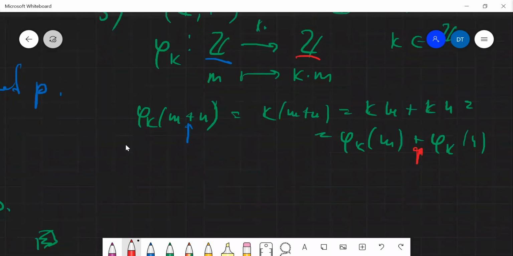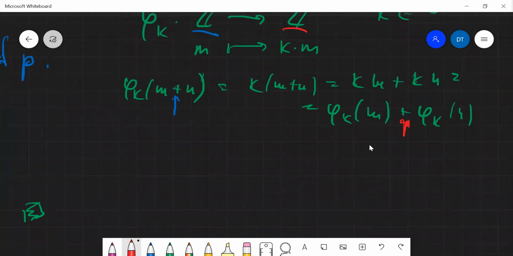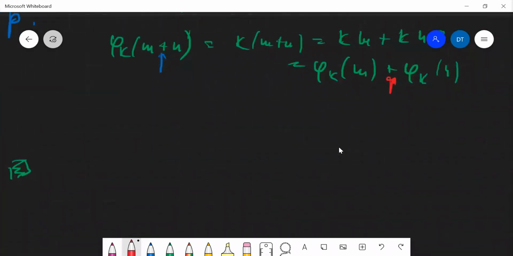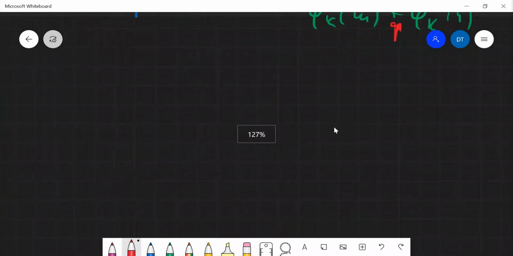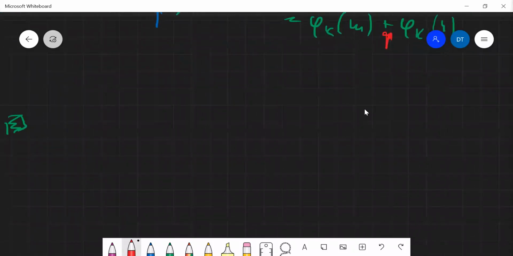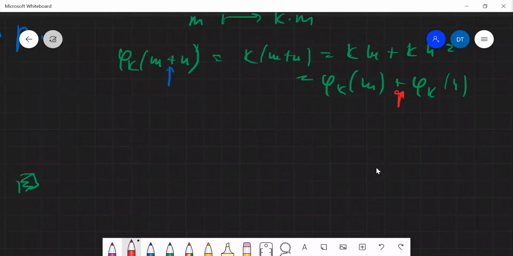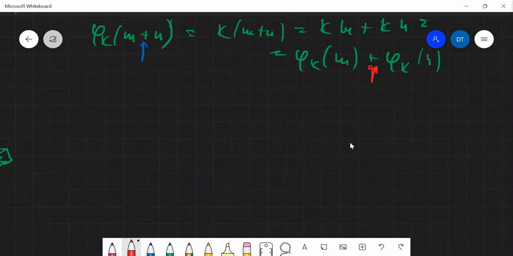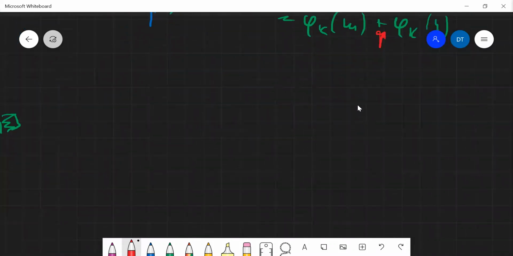Okay, now let's discuss several properties of homomorphisms. But just in case, are there any questions regarding the examples? Should I repeat something or clarify the details? Okay.